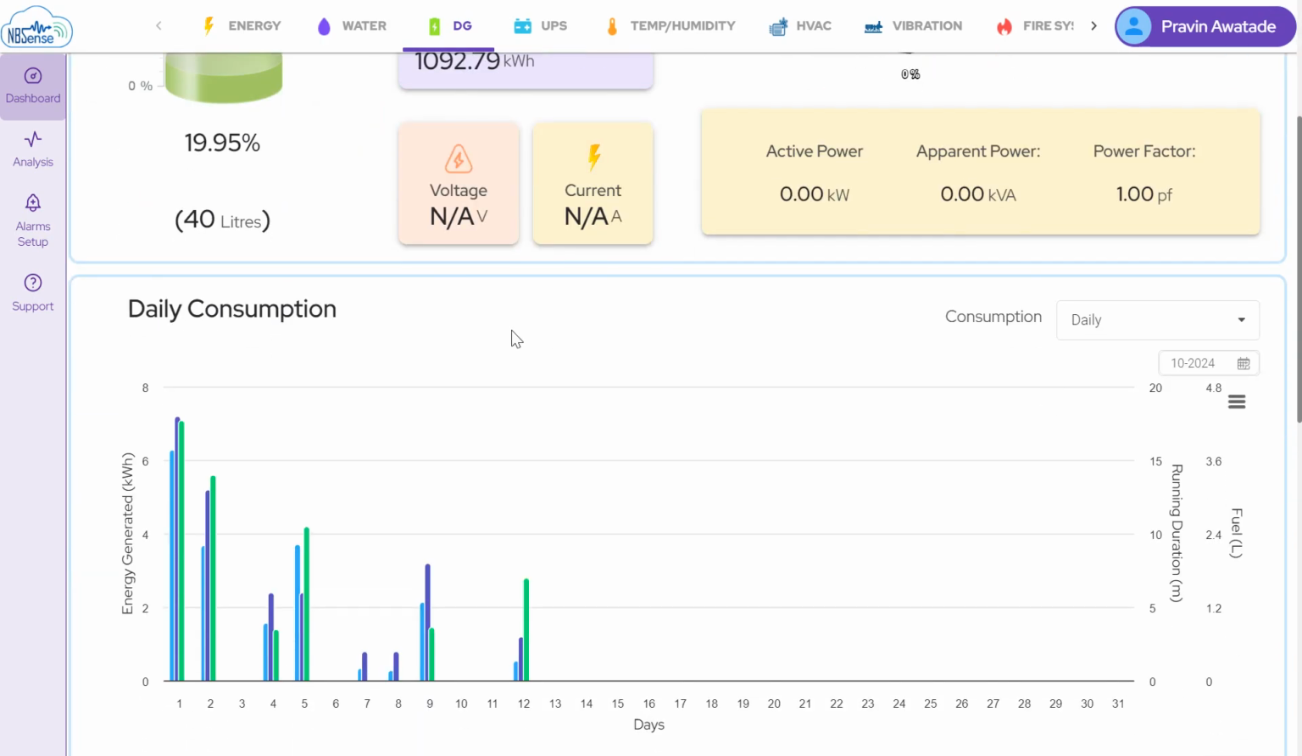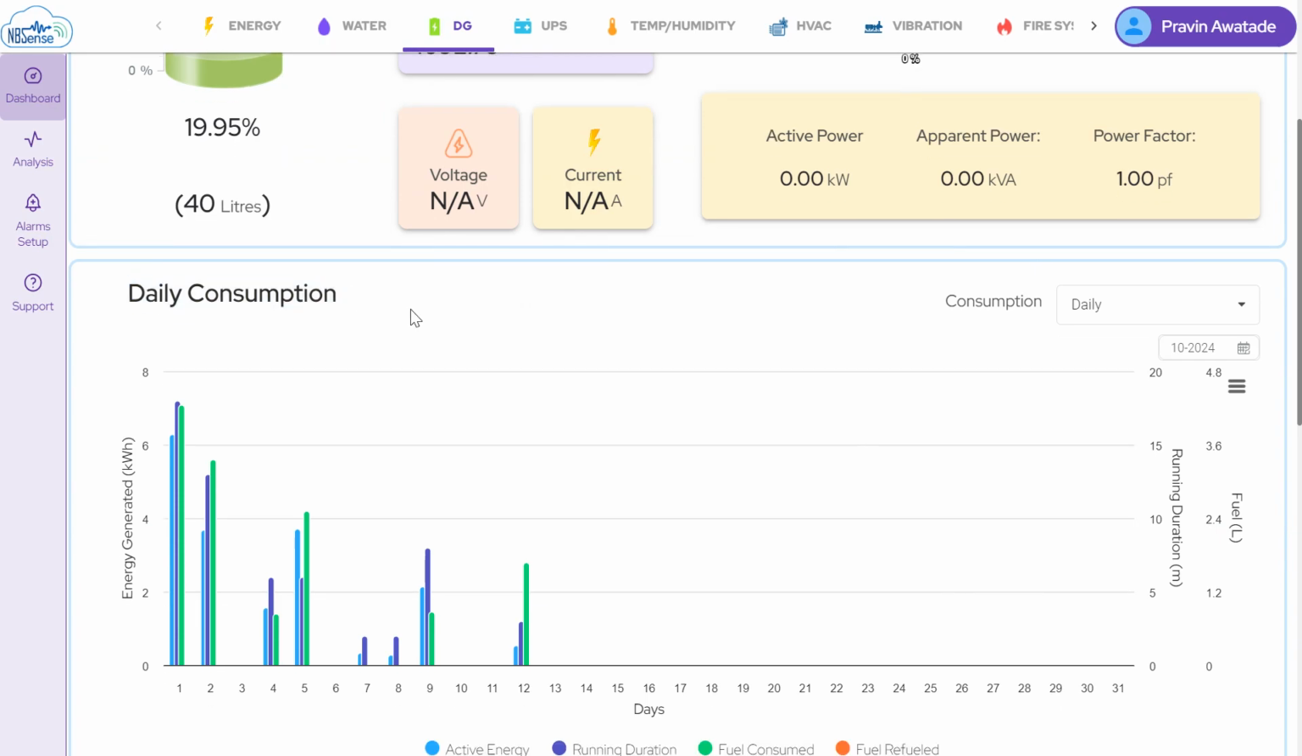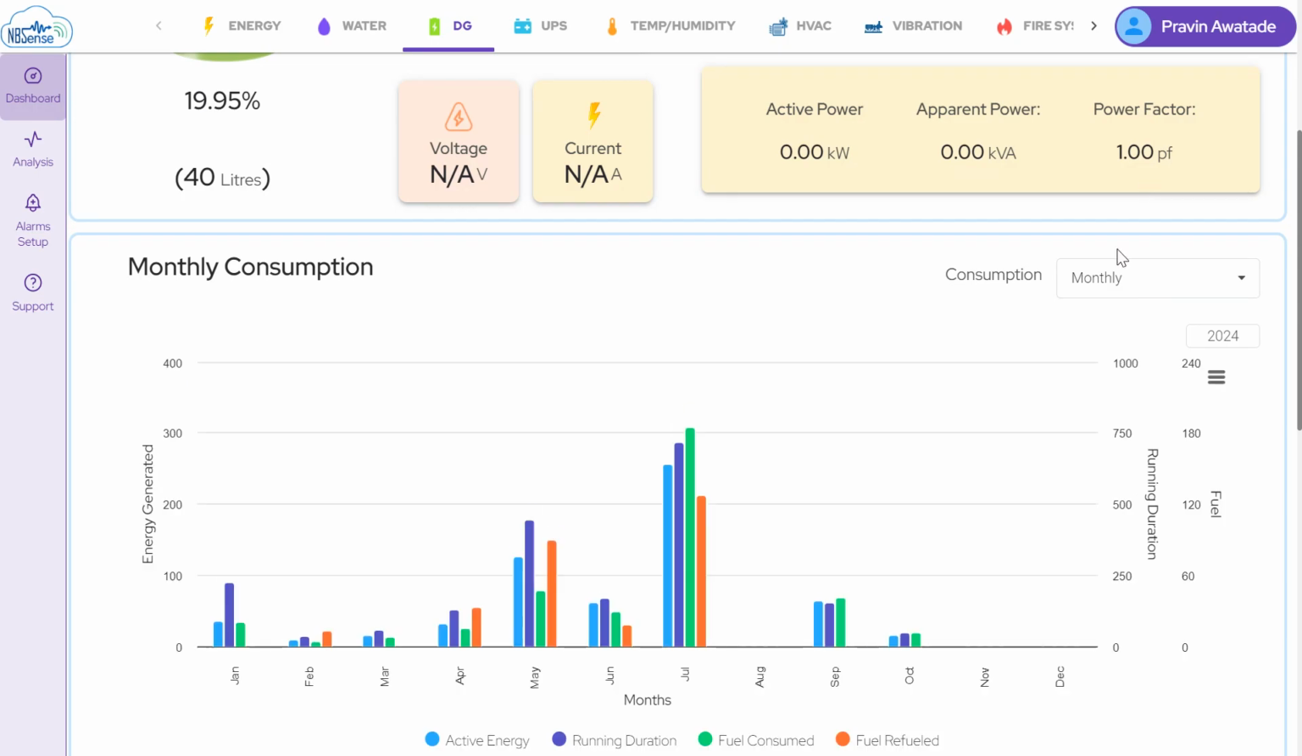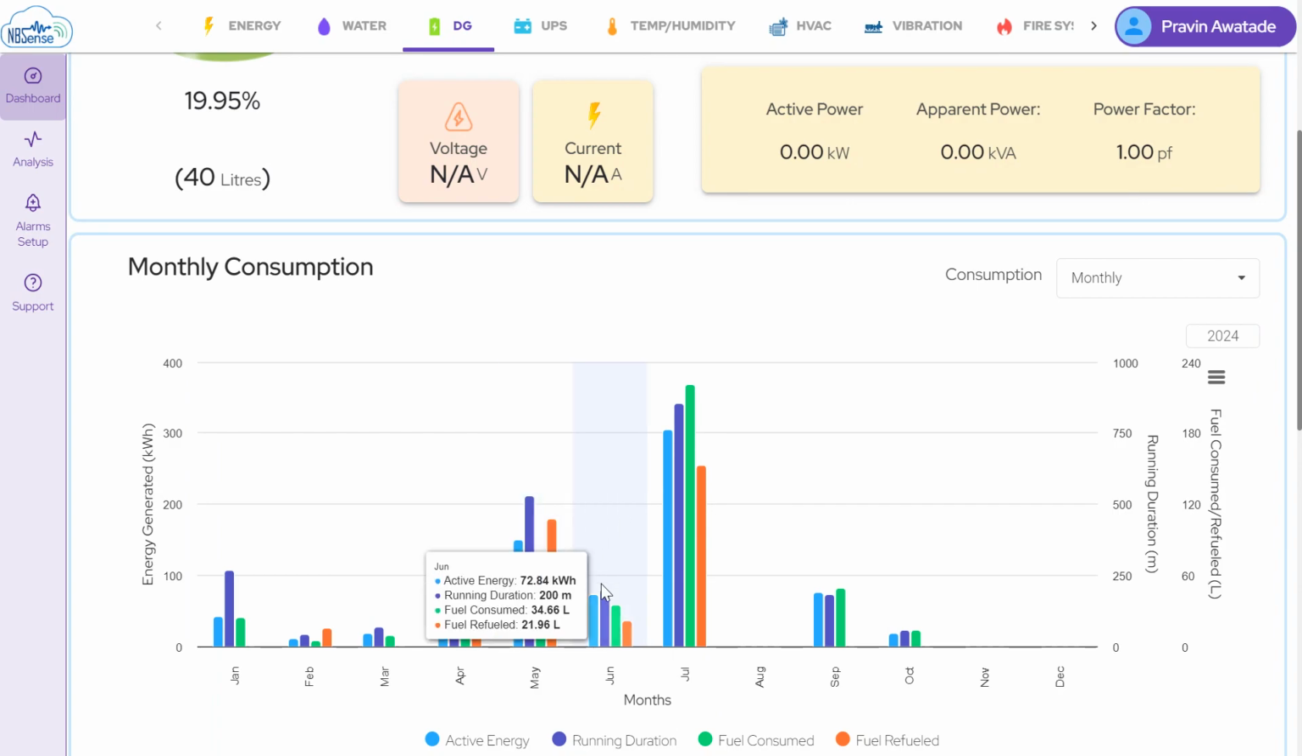Below that, there is one more feature, the daily consumption insights. Once you click here, you can choose daily, monthly, or yearly. For example, I'm clicking on monthly. In a year, for each month, what was the total electricity generated, how much was the operating time, how much fuel consumed, and how much fuel refueled. All these values we are getting here.